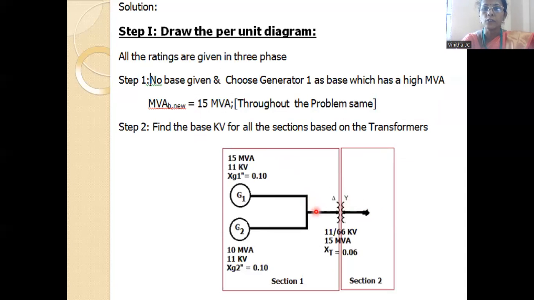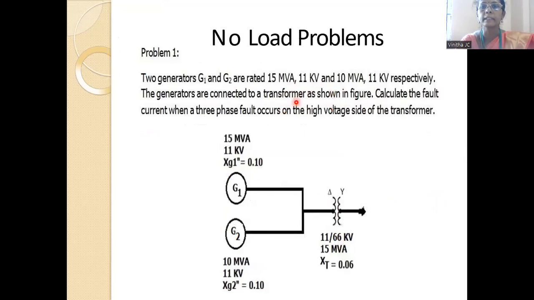In order to find the fault current, first we need to calculate the value of various reactances of the components like generator G1, G2, transformer, etc. For this, the first step is that we need to assume a new MVA value as well as kV value. Let us see if any value is specified for this MVA. In the problem, nothing is given for MVA and kV.